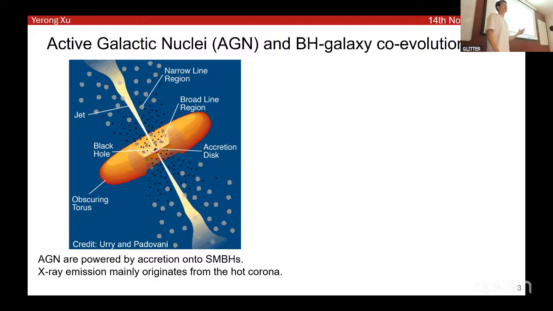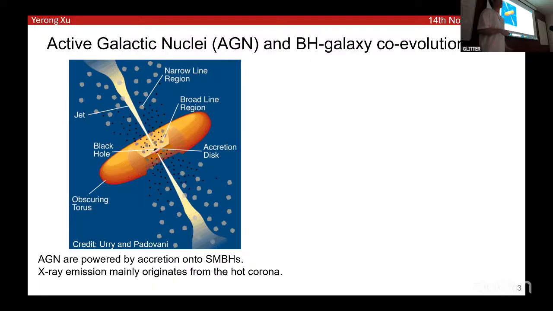The systems we are interested in are the active galactic nuclei, called AGN, which are powered by the accretion onto supermassive black holes at nearly every center of galaxies in the universe. So here is a schematic plot of an AGN system consisting of a central supermassive black hole, a surrounding accretion disk, and a dusty torus structure. It also has the broad line region and diffuse narrow line region. In some AGN, they also have a collimated jet, which could contribute to strong radio emission.